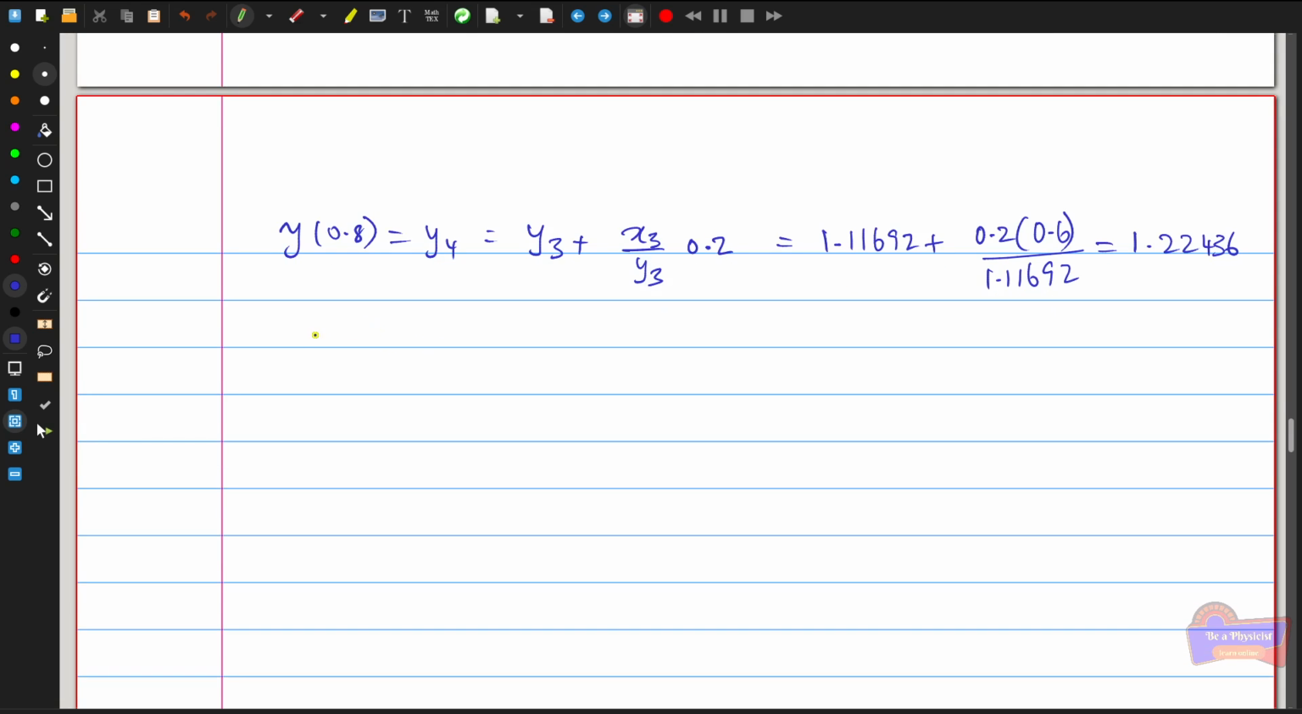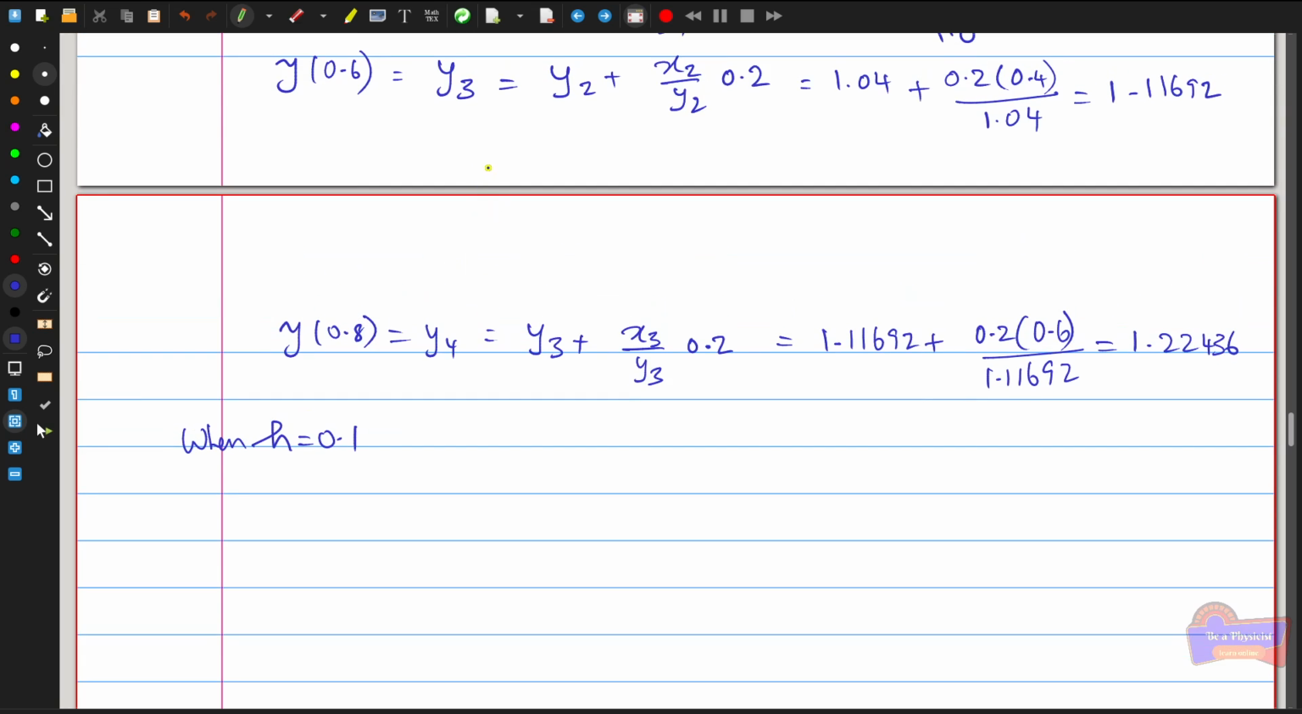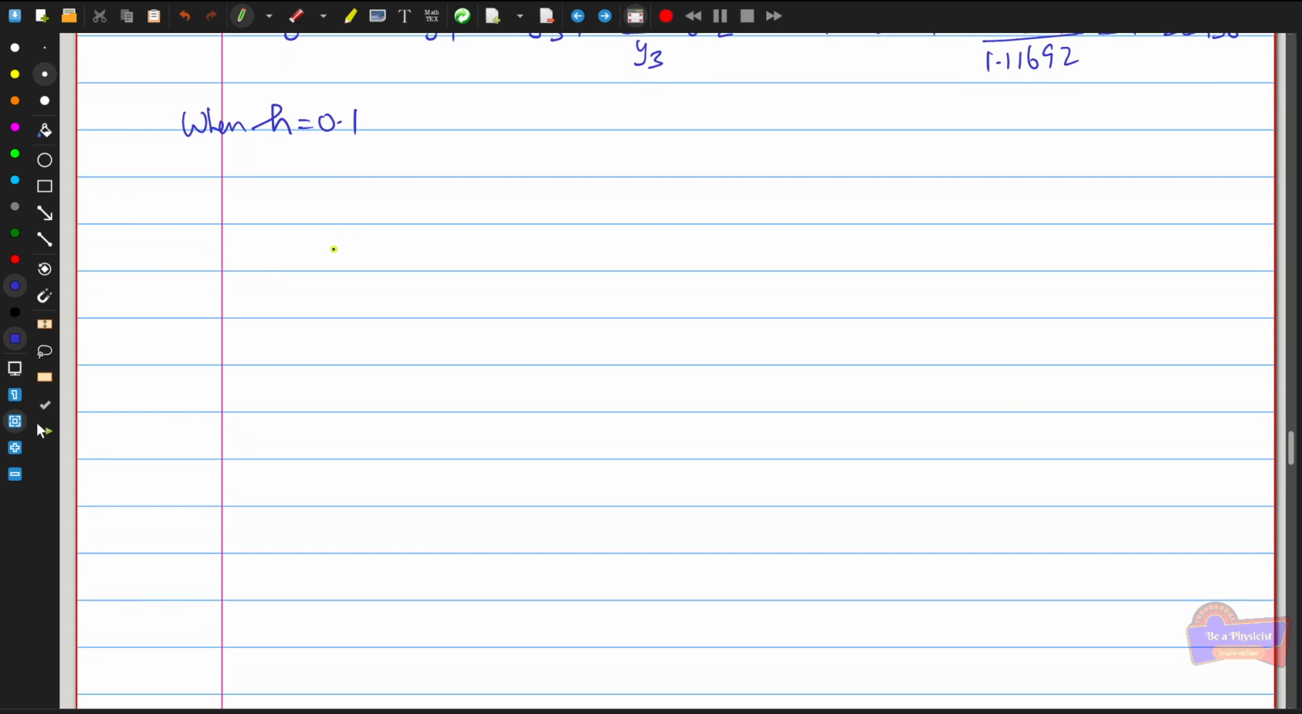Now what we have to do is find the result when h is equal to 0.1. We have to do the same operation, the same step, for h equal to 0.1. So again I can take this method, that means y of 0.1, taken as y1, which is equal to y0 plus x0 divided by y0 into the time step. Time step is now 0.1. So I can just substitute the values: this value will be 0 and this value will be 1.